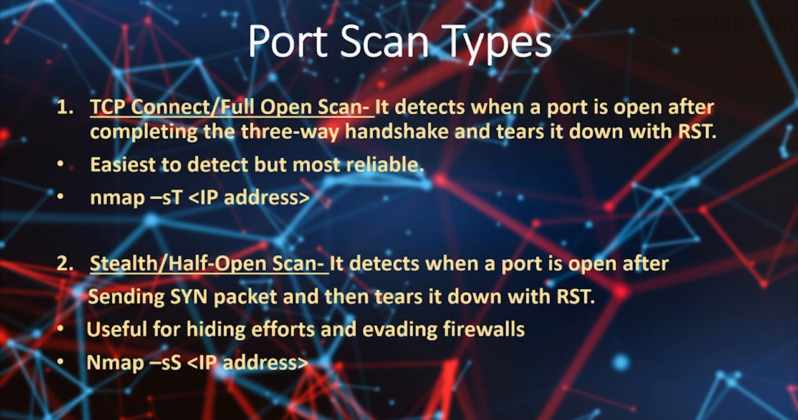Okay, so it is very easy to detect but most reliable. Obviously it will perform a three-way handshake, so it is easy to detect by the target organization, but it will be more reliable. Okay, so the flag which we will use to perform TCP connect is dash capital S, capital T. We will see it in the practical session. Second is stealth or half open scan.